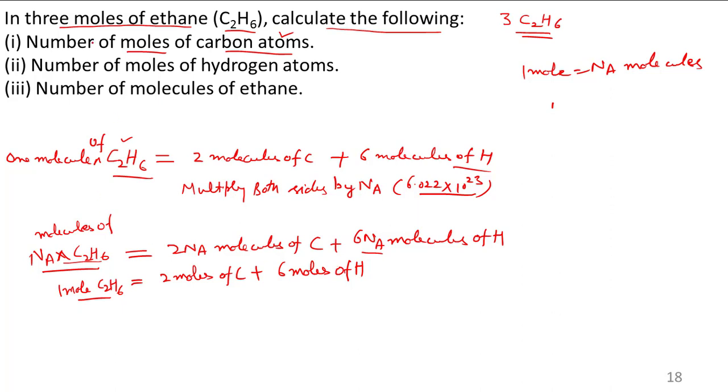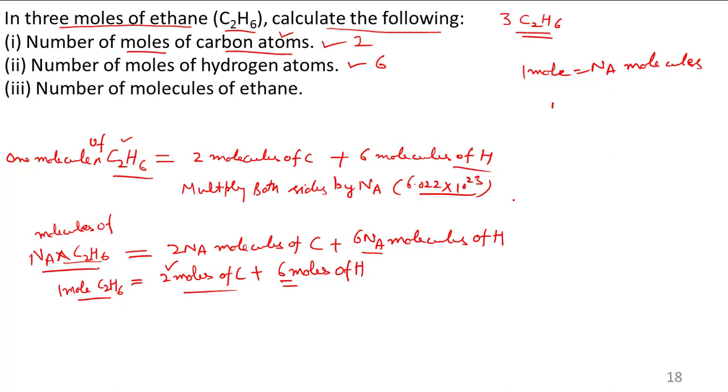So first question was calculate the number of moles of carbon. So for 1 mole of ethane we have 2 moles of carbon. So the answer is 2. Next he says the number of moles of hydrogen atom. So we have 6 moles of hydrogen atom.